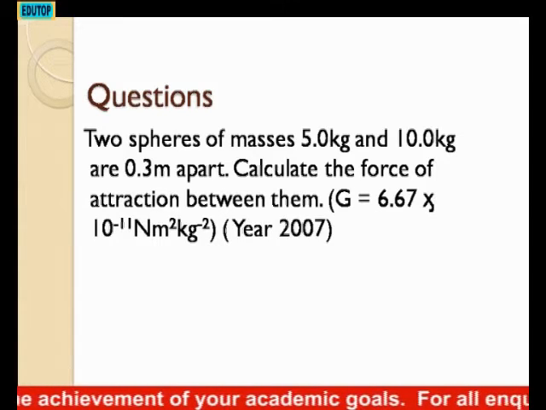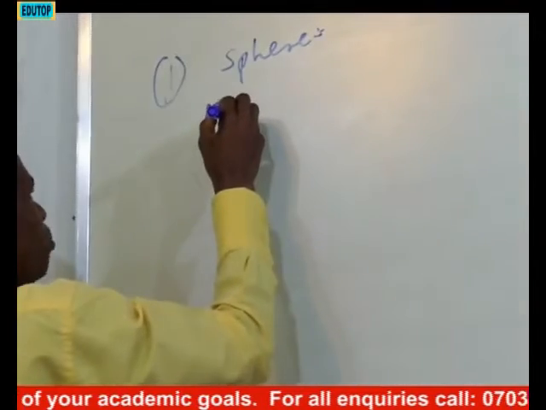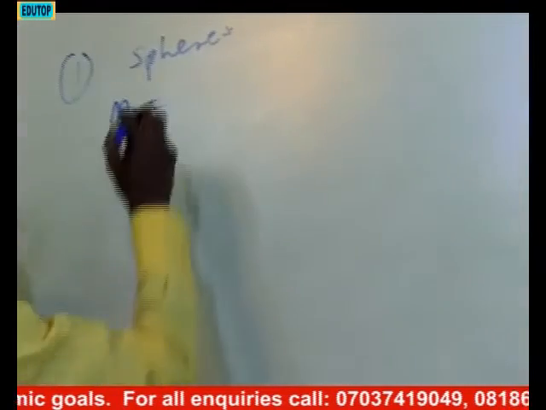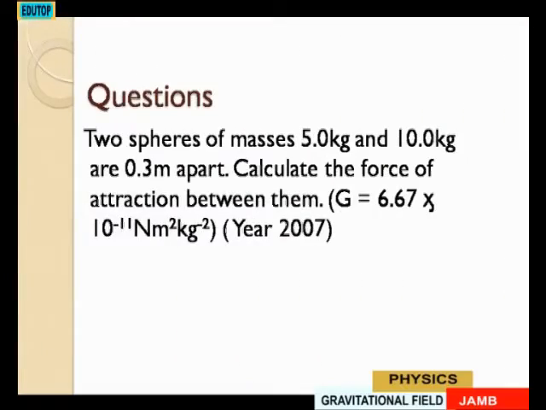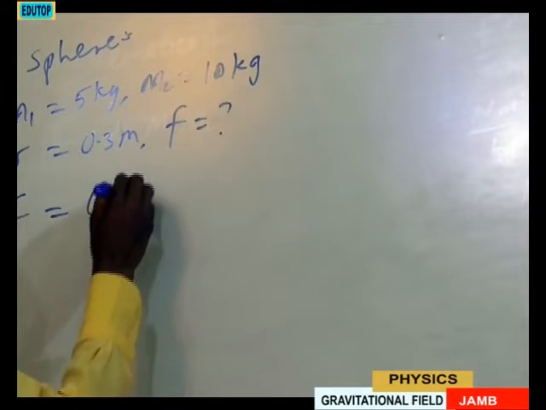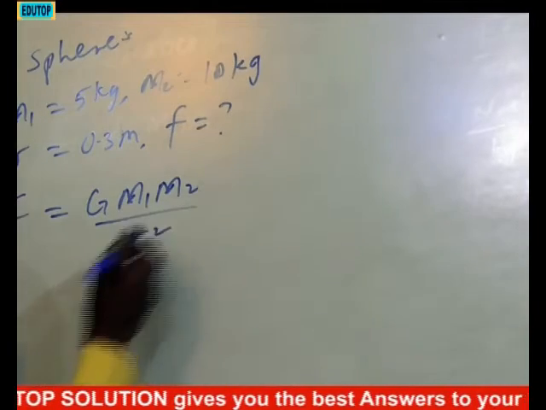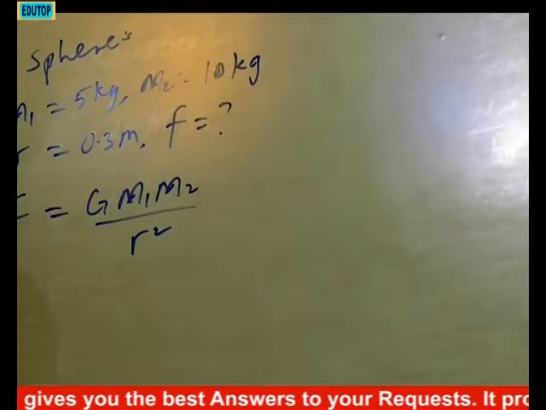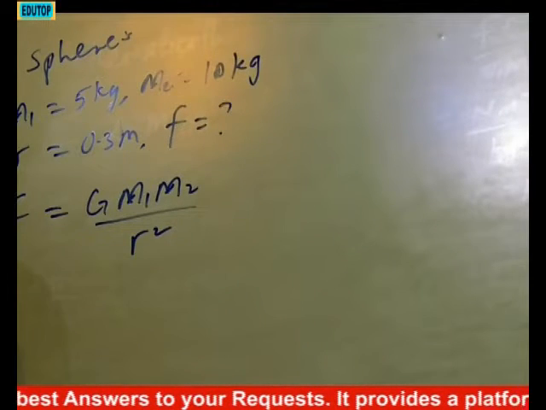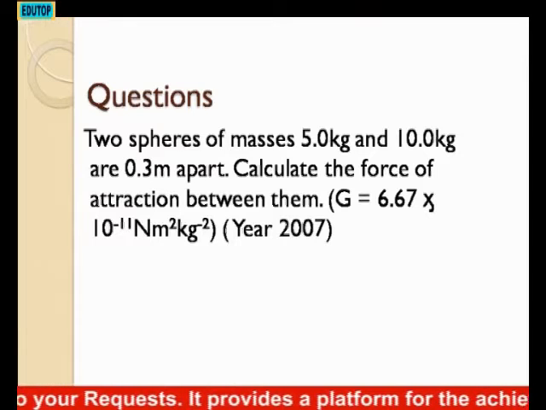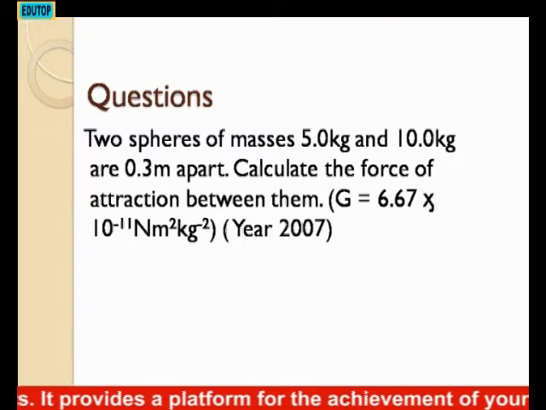This is year 2007. Two spheres. We are given the mass M1 of 5 kilogram. Let our M2, the second mass, be 10 kilogram. Then we are given the distance between the two masses, which is your radius, and that is 0.3 meter. We are to calculate the force of attraction between them. We are going to use G M1 M2 over R squared. From the equation, we have been given the value of G, that our G is 6.67 times 10 raised to the power minus 11. So the question is simple.